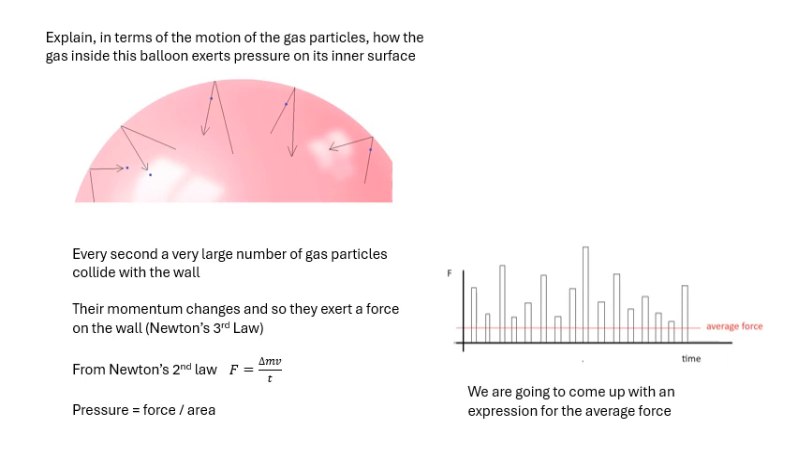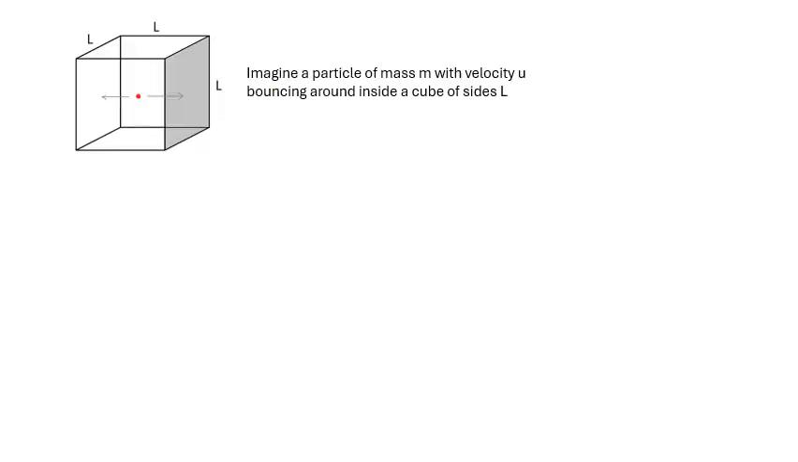Basically, what causes this pressure? You've got a very, very large number of particles banging into the wall. Bang, bang, bang, bang, bang, bang. It's a little bit like rain landing on a roof. Now each collision is a little force against time, a little bump. What we're going to do is work out the average force. And if we know the average force, we can work out the pressure. So how are we going to do it?